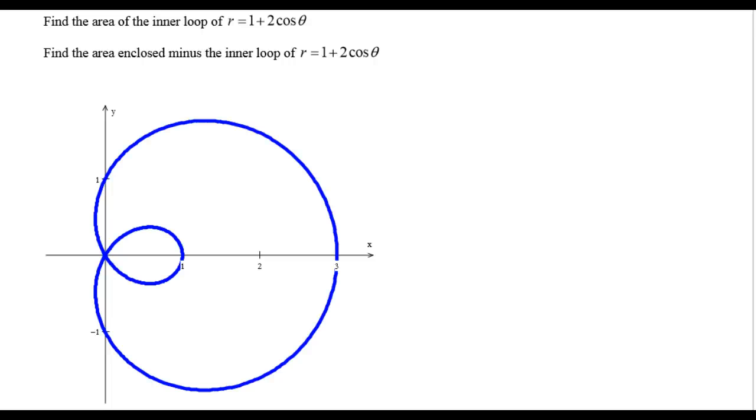So to find the area of the inner loop, let's think about what happens when we start plugging in different angles. When I plug in 0, and if you were to graph this on your calculator, you would know that this graph starts at a directed distance of 3.